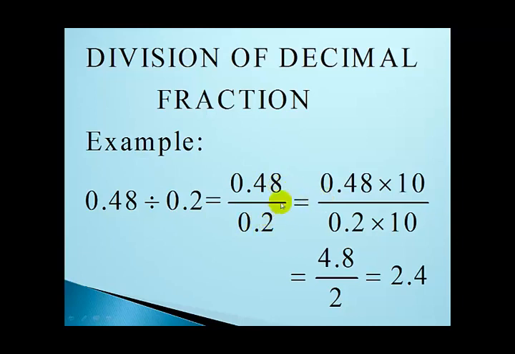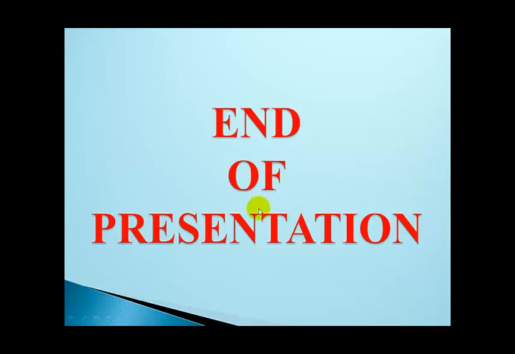Multiplying the numerator 0.48 by 10, we have 4.8, and when we multiply 0.2 by 10, we have 2. Now our denominator is a whole number, so 4.8 divided by 2 will be equal to 2.4. That is, 2 goes into 4 twice, and 2 goes into 8 4 times. So 4.8 divided by 2 is equal to 2.4. This is the end of our presentation on decimal fractions.